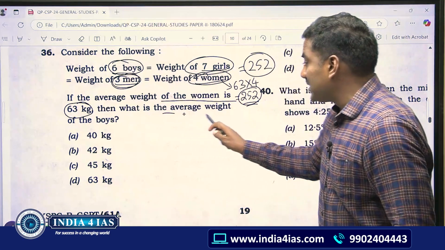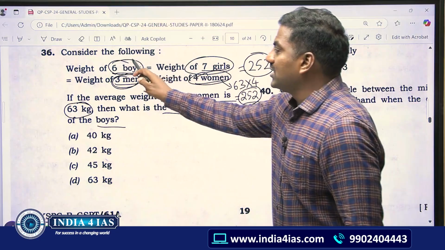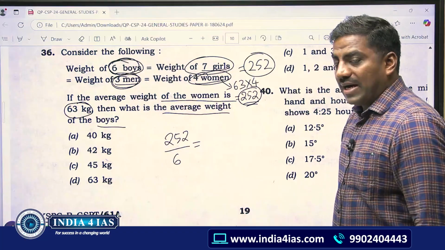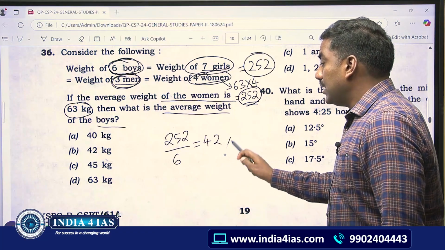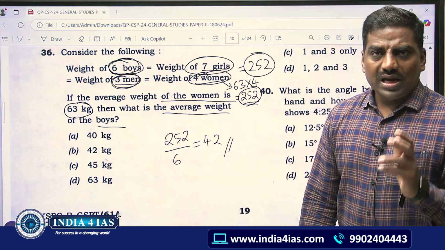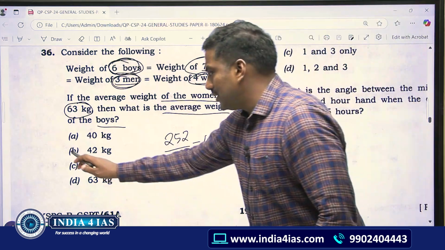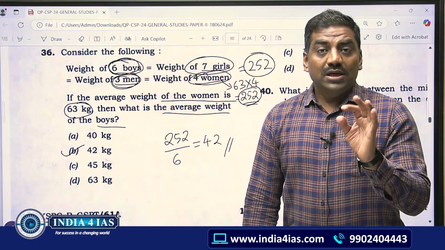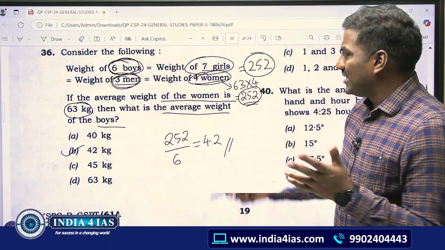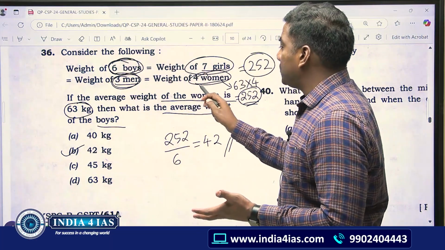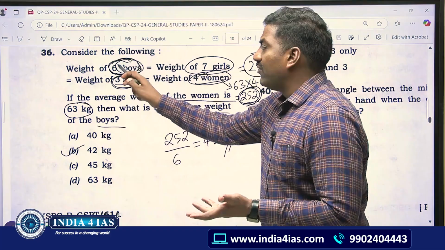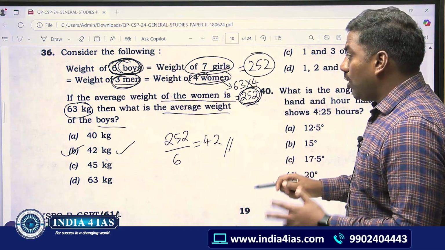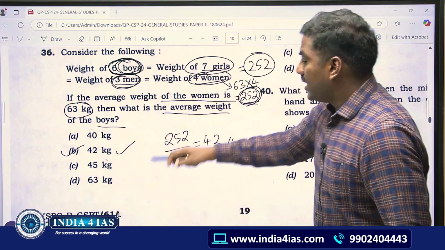They are asking what is the average weight of boys. How many boys are there? 6 boys. Total is 252. If we divide by 6, the average weight of each boy is 42 kgs. This is the simplest problem. If you complicate the issue, that means you are lacking the basics. Straight away they have given 4 different groups and their weight is 252. Then what is the weight of each boy? 252 divided by 6, 42. I don't want to put a lot of time on this one, so let us go to the next question.